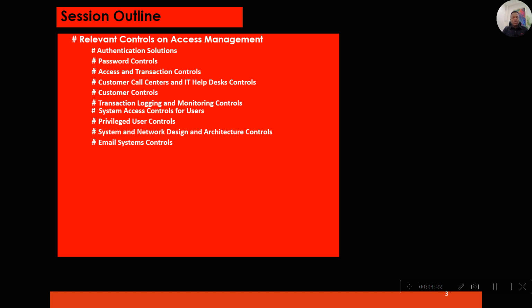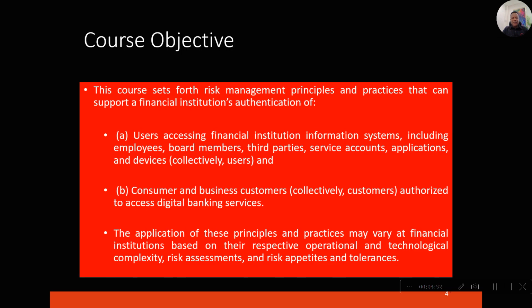And we're also going to do a lot that relates to privileged users control, because the rights privileged users have on the system are quite risky. If not well managed, if they decide to go rogue, they can do harm to the institution. So we need to look at that. We're also going to see system and network design and architecture controls that need to be considered, and then email security controls. So it's going to be a great session.